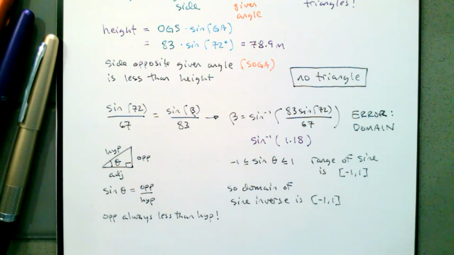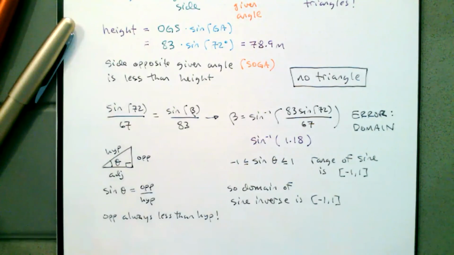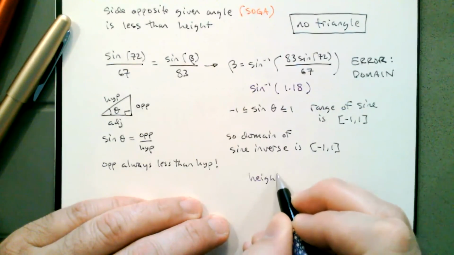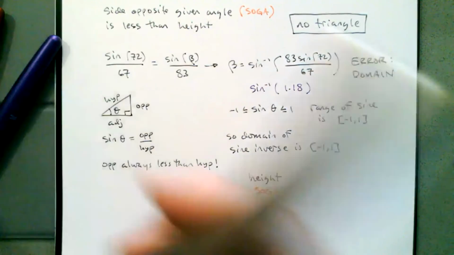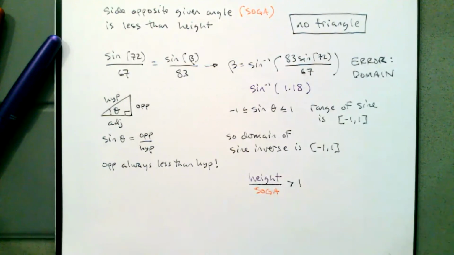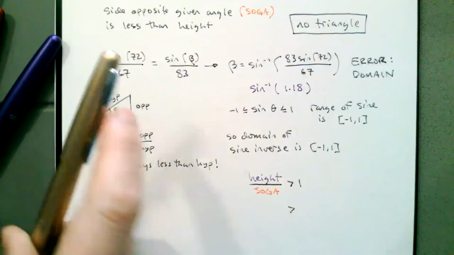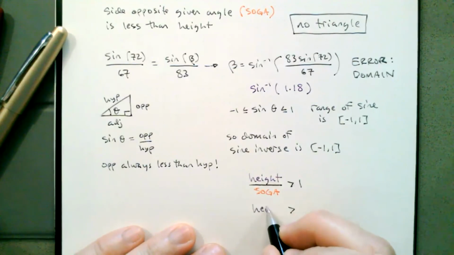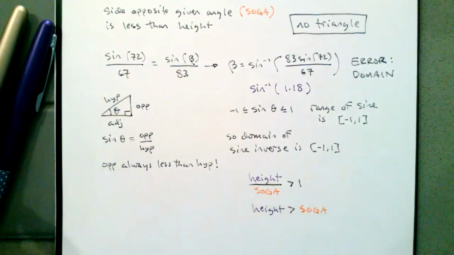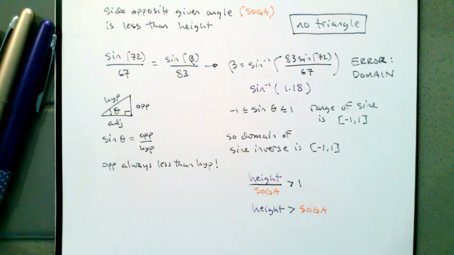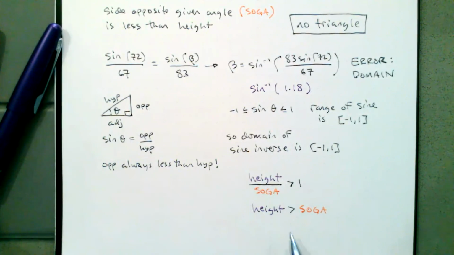The other way that this fits is that notice the 83 sine 72 is the height of the triangle, and the 67 is the side opposite the given angle. If that ratio is greater than 1, if the height divided by the side opposite the given angle is greater than 1, that means the height is greater than the side opposite the given angle. Or equivalently, the side opposite the given angle is less than the height. However you say it, the alligator wants to eat the height.